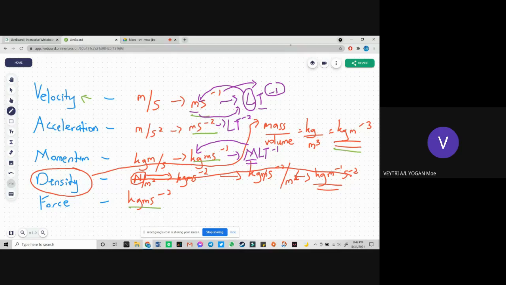Kilogram, SI unit for mass. Capitalize mass, you'll get M. Meter, SI unit for length. Capitalize length, you'll get L. Second, SI unit for time. Capitalize time, you'll get T. Negative 1, maintain. Numbers not involved. Next, all right, good. Next, density. What is the SI unit? What's the dimension for density? ML minus 3. Yep, correct. Next, what is the dimension for force?